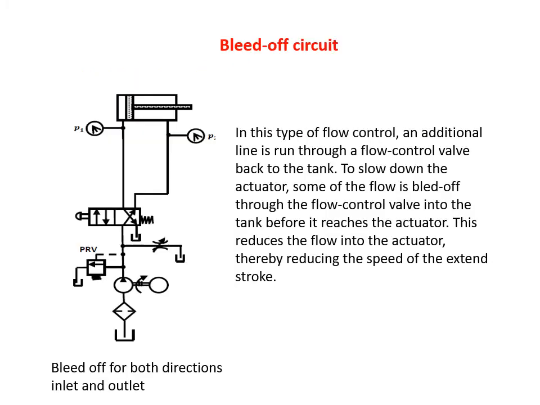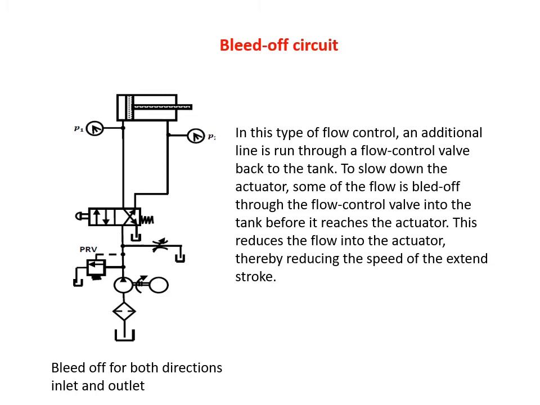So another type is the bleed off circuit. In this type of flow control, an additional line runs through the flow control valve back to the tank to slow down the actuator. Some of the flow is bled through the flow control valve into the tank before it reaches the actuator. This reduces the flow into the actuator, thereby reducing the speed of extension of the actuator.